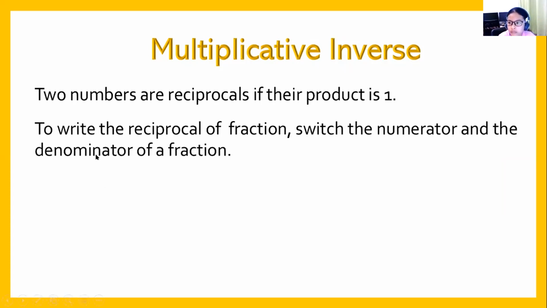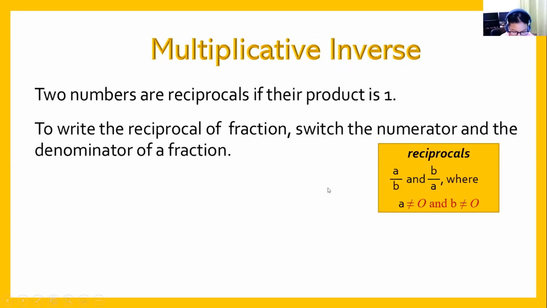All right. To write the reciprocal of a fraction, switch the numerator and the denominator of the fraction. All right. Example. By the way, reciprocals is like this. A over B and B over A are reciprocals as long as A is not equal to 0 and B is not equal to 0. Okay? All right, so that means you only have to switch the position of the numerator and the denominator. Then you will arrive at the reciprocal of that number.